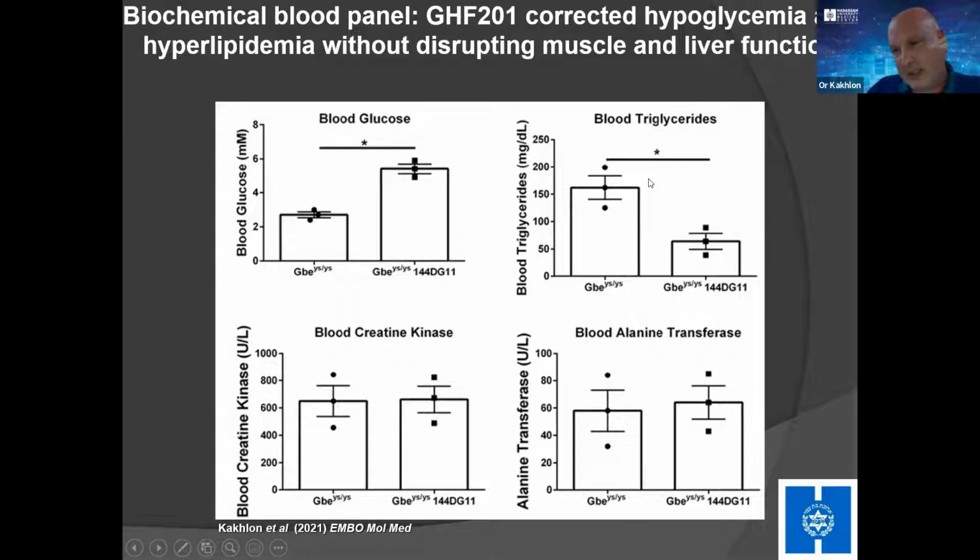Also the triglycerides, which are usually high because there's a high flux of fats into the liver as an alternative source of energy in the affected animals, were reduced. So it corrected the hypoglycemia, and it corrected the hypertriglyceridemia. And it didn't cause liver damage as tested by alanine transferase, or muscle damage as tested by creatine kinase. So it didn't have an adverse effect on the general metabolic parameters, but it improved the parameters which are defective or deficient in the disease model.